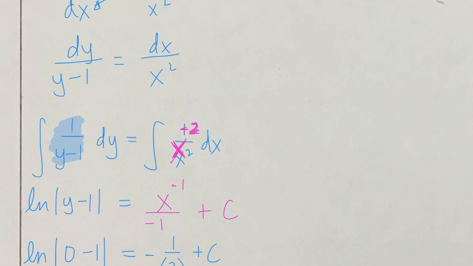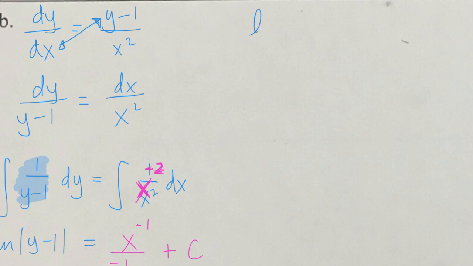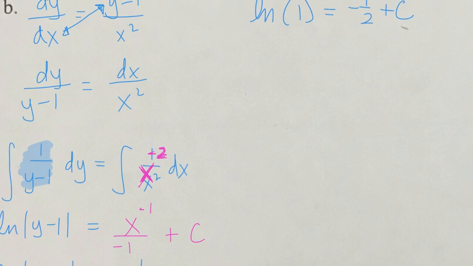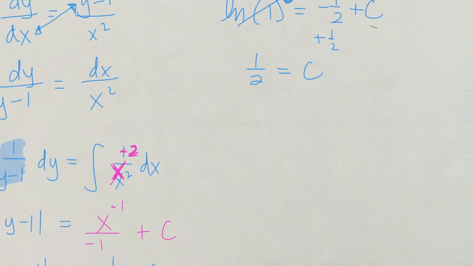So let's come up here. I have the natural log of the absolute value of negative 1, which hopefully you know is just positive 1. So we have the natural log of 1 equals negative 1/2 plus c. And what is the natural log of 1? That is 0. So when we add 1/2 to both sides, we know that c is 1/2. So we have now solved this equation for c.